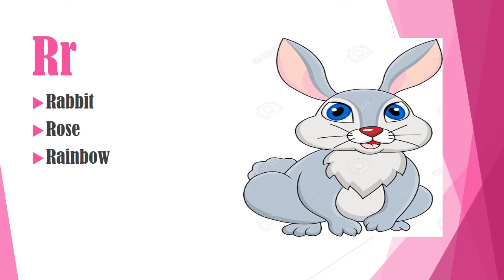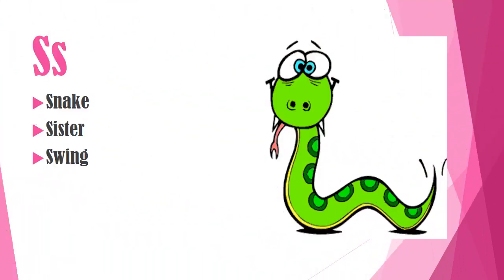R is for rabbit. So the sound of R is ra. Rabbit, rose, rainbow.